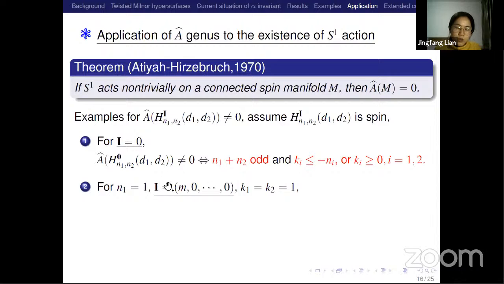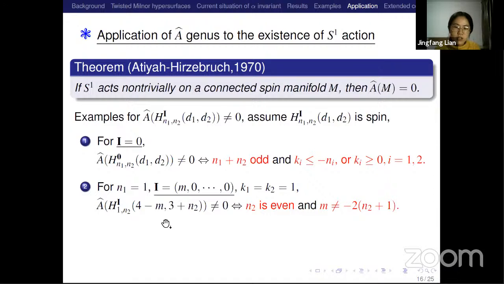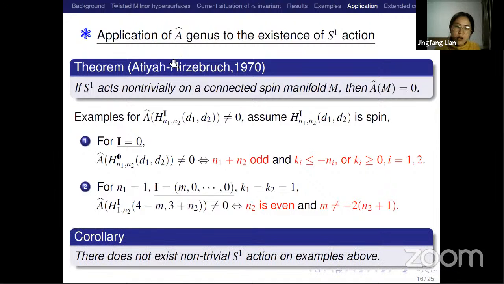And for the sequence of integers not always zero, say just one number is not zero, we can also give a lot of examples where it does not vanish. Combined with the result of Atiyah and Hirzebruch, we get that there does not exist a non-trivial circle action on these examples above.